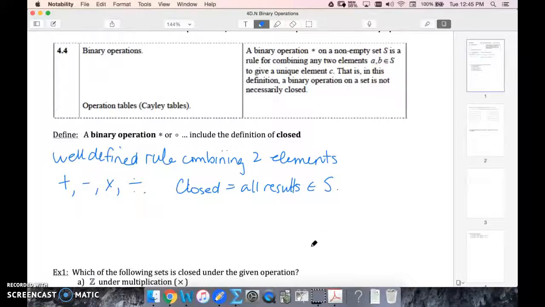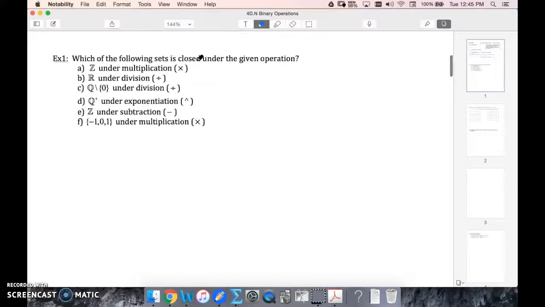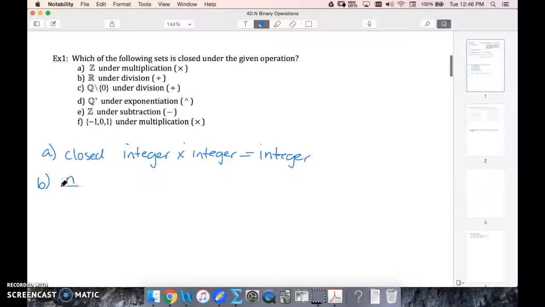So let's look at an example of this. Which of these sets are closed under the given operation? So integers under multiplication, well, if we multiply any 2 integers by each other, we will get another integer. So this is closed, because integer times integer always results in another integer. All the real numbers under division, well, we know that any number divided by 0 is not an element of real numbers. So this is not closed.